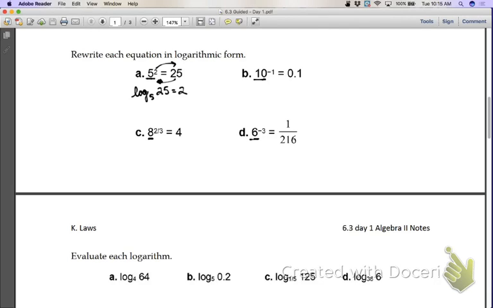The base of whatever I have, whether it be the log or the exponent, it's never going to change sides. Everything else will change sides.